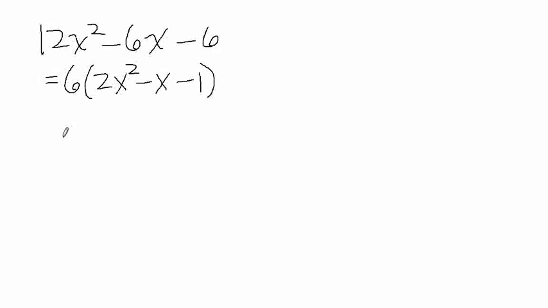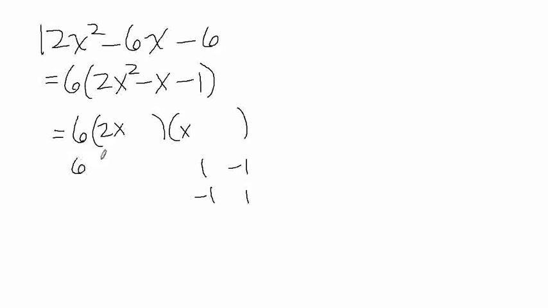So factoring this example now, what are we going to get? So we're going to get, for the 2x squared, 2x and x, all right? And then for the minus 1, there's really only two choices, 1 and minus 1, or minus 1 and 1. And so let's try both of those.